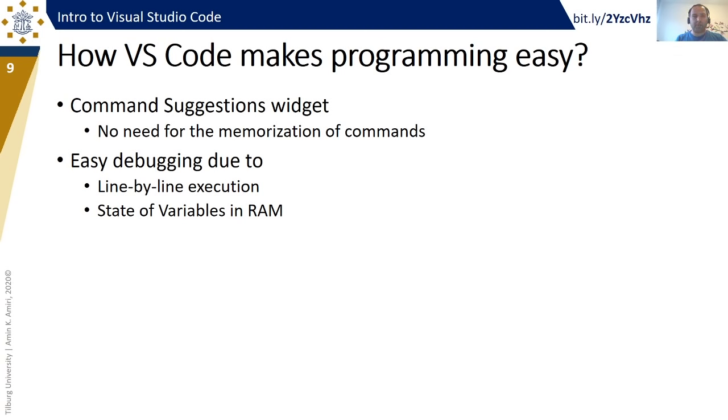So how does VS Code make programming easier? VS Code has 2 features. It has a command suggestion widget, so you don't need to memorize Python commands. It also makes debugging much easier. What is debugging? I'm going to explain what it is, but it allows you to execute a program line by line and see the state of the variables in the RAM as a result of executing those lines. So this is very handy. It makes programming and finding the issues in your program very easy.